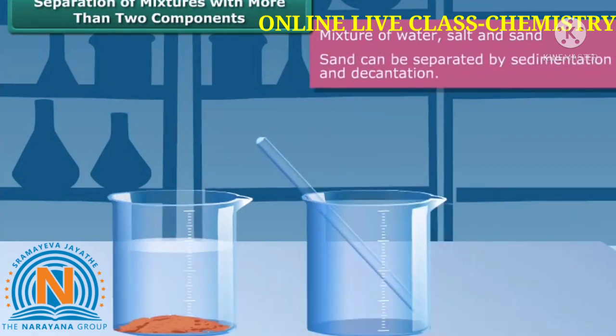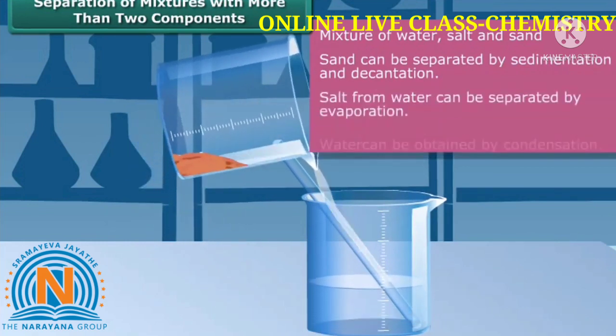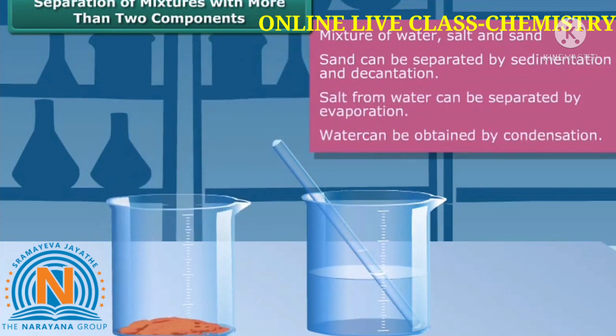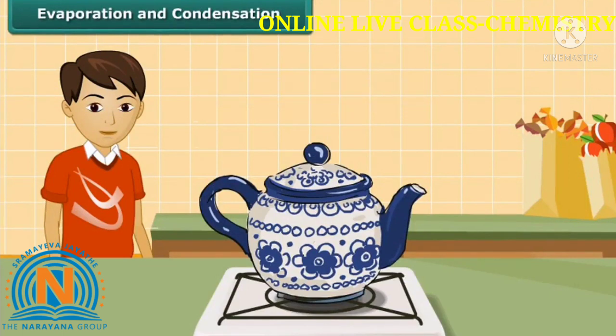Now, salt, being soluble, is completely dissolved in water. This is done through evaporation and condensation. Let us look at what we mean by these two terms. When we have a mixture of salt in water to separate, we take the solution in a kettle and cover it with a lid. Now gently heat the kettle for some time.